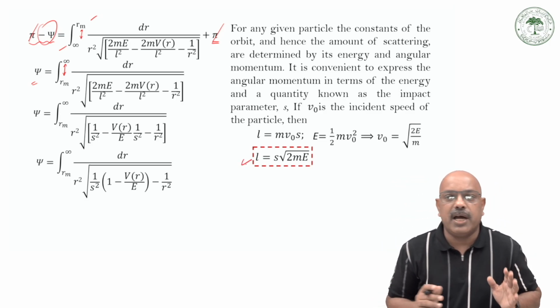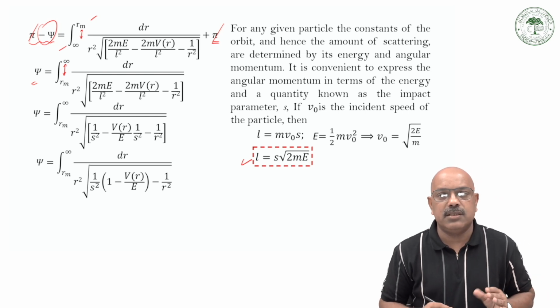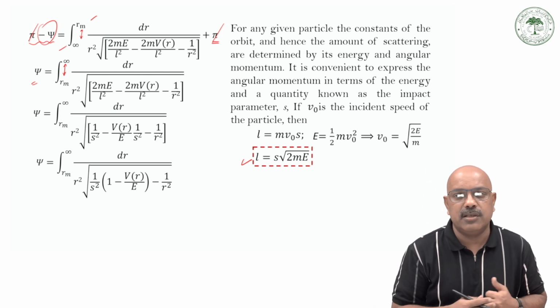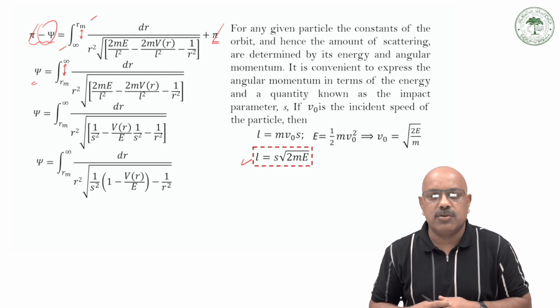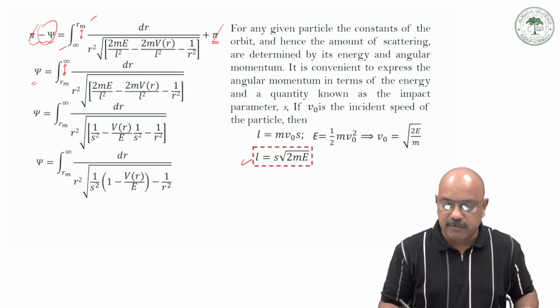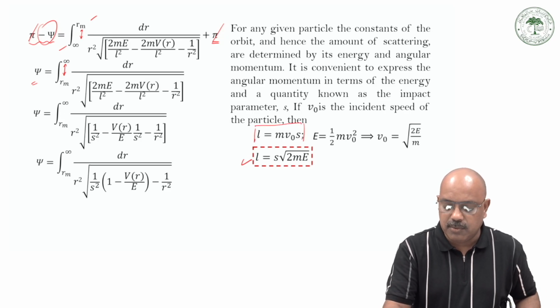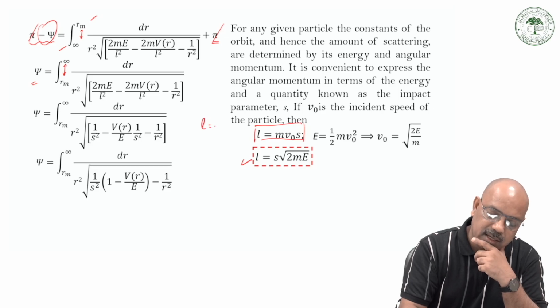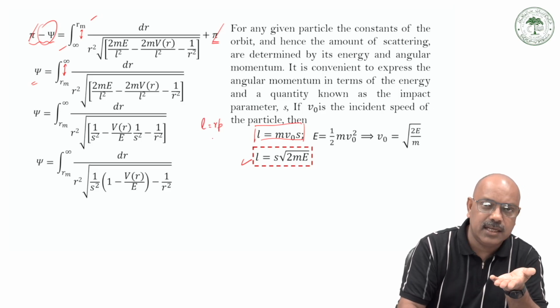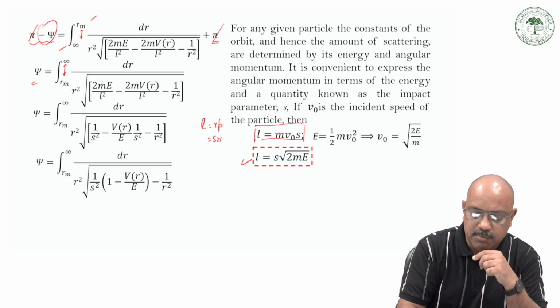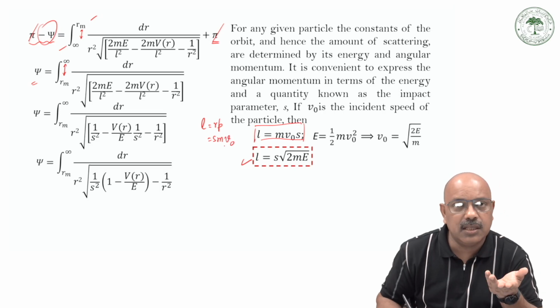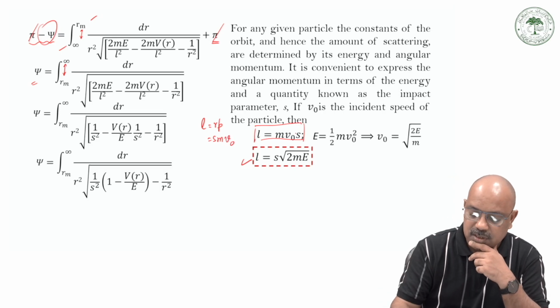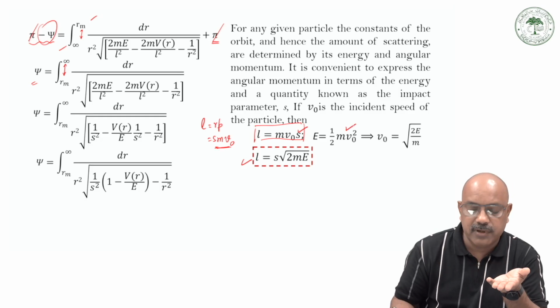For any given particle, the constants of the orbit, and hence the amount of scattering, are determined by its energy and angular momentum. The angular momentum conservation is that L is equal to m v naught s, because angular momentum L is r times p. In this case r is my s and p is m v naught, where v naught is the relative velocity. So this is going to be m v s, and the energy is half m naught v squared.